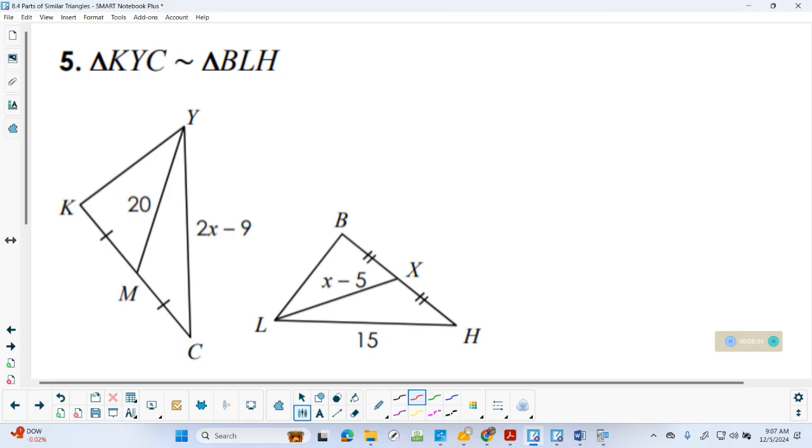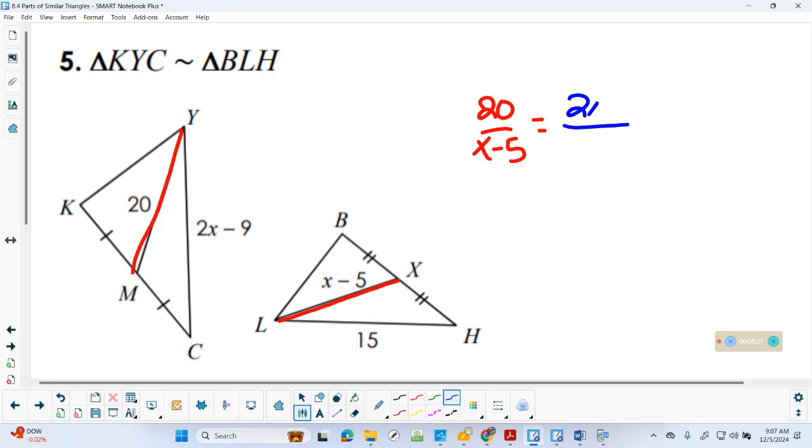Listening. So this one, of course, we have a median again. I like to use the vocab, not that you have to get carried away with it. Median because you have the congruent side. So I'm starting with the 20 over here, and I'm starting with the x minus 5. Okay, what is your second fraction then? Is it 15 over 2x minus 9 or 2x minus 9 over 15?